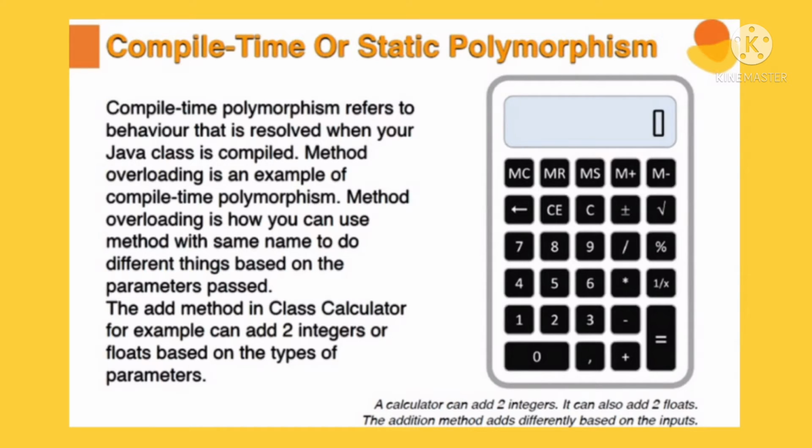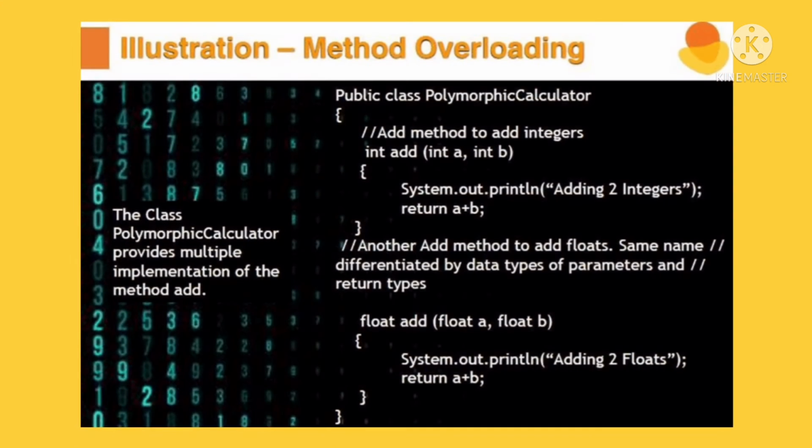Method overloading is how you can use a method with the same name to do different things based on the parameters passed. For example, the add method in class calculator can add two integers or floats based on the types of parameters. Let's see the implementation detail of this example.